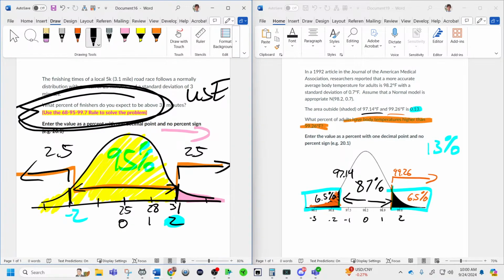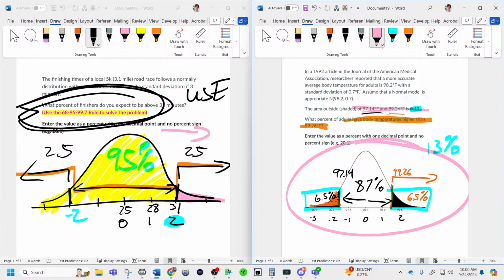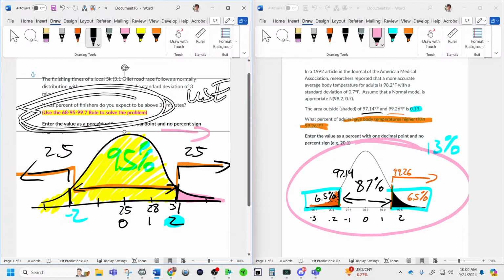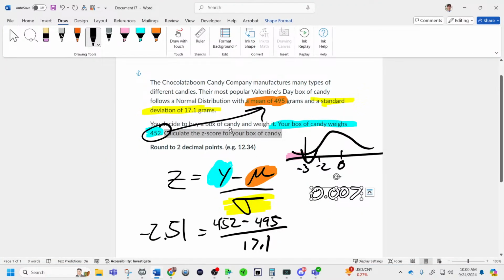And if you see a drawing with a picture, you will use the picture and the information from the picture to help answer the question. So when you see use the empirical rule, you're 100% using the empirical rule. The questions will dictate it.